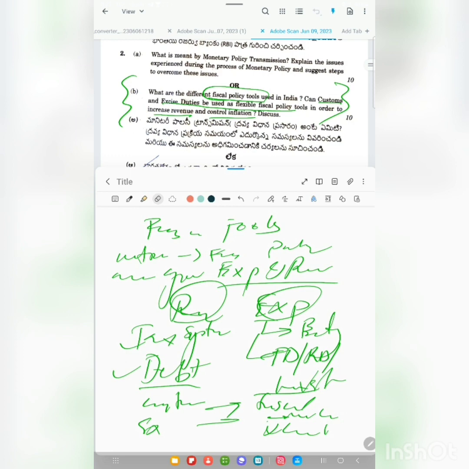things. So the immediate question is, we have to talk about what is fiscal policy, what are various fiscal policy tools. Can excise duty and customs duty act as flexible fiscal policy tools in order to increase tax revenue and control inflation is another crazy thing. So that's why I didn't choose this question, because already I took an extra 5 minutes for writing 1A question. Now if I start writing this 2B, it's going to take a lot of time. So even though I know very little about 2A, I thought 2A was the right option to write. So I just wrote what is monetary policy transmission and started writing whatever the demand of the question was.